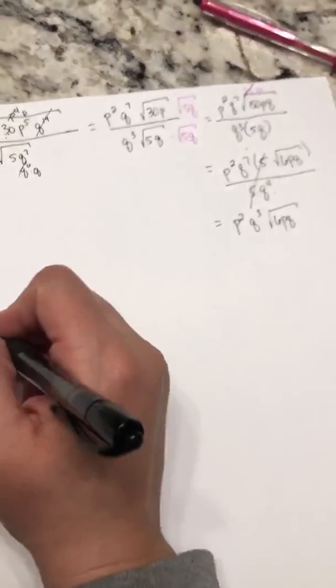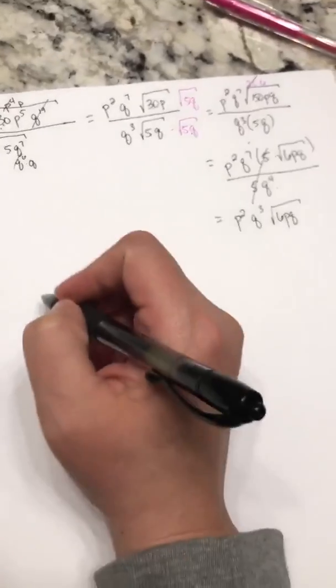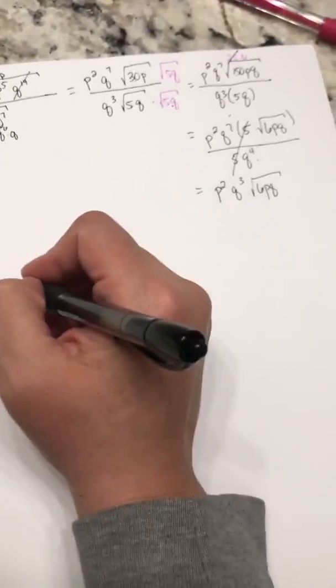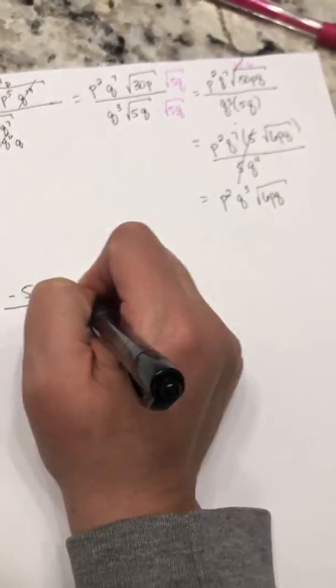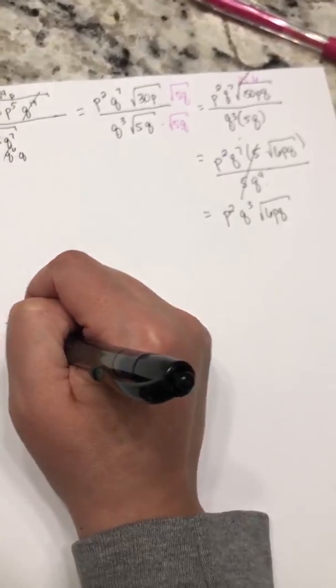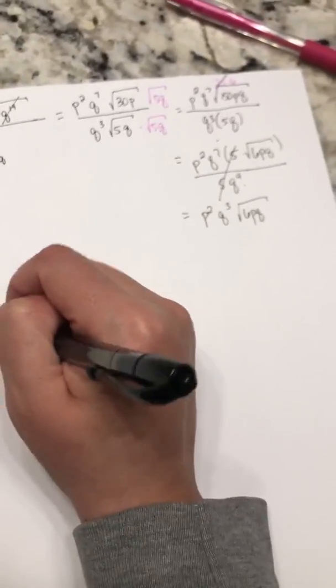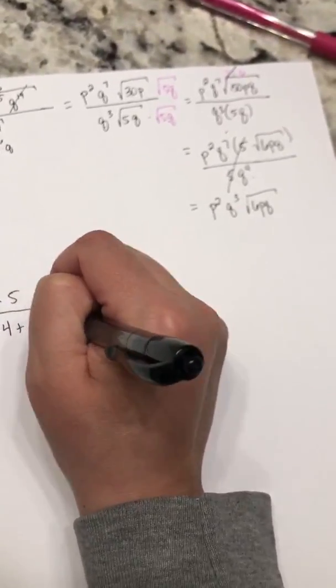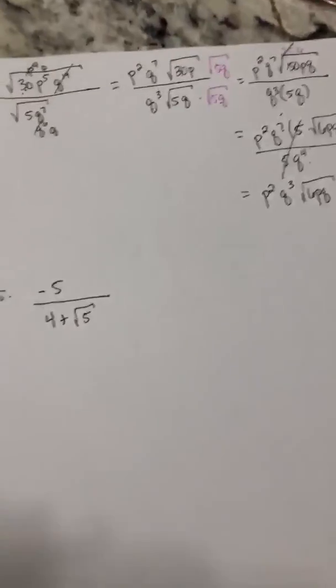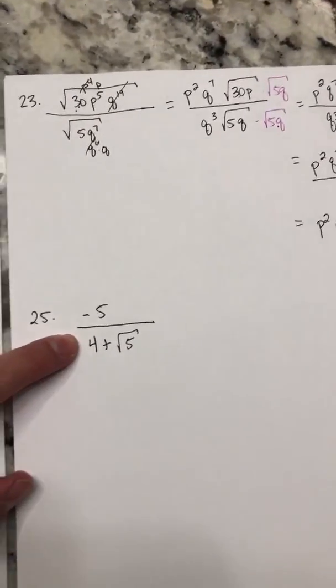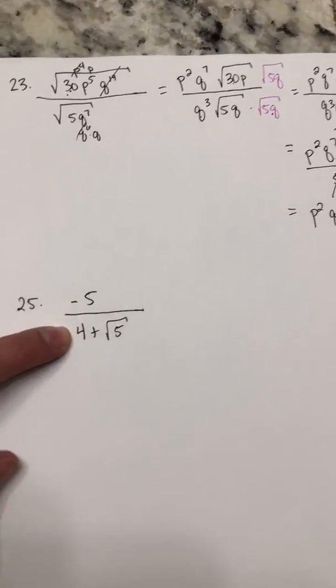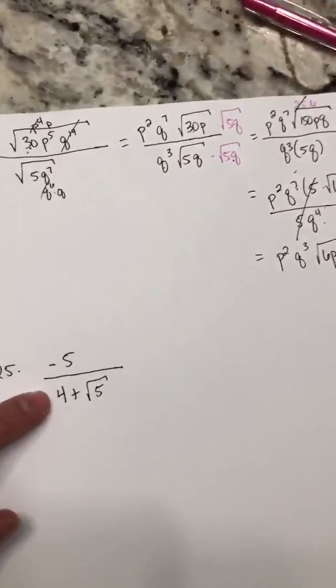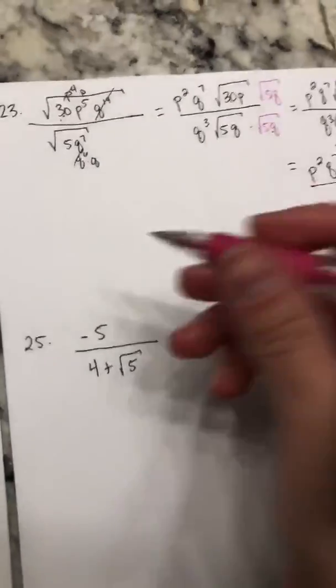And so if you want to rationalize the denominator, what happens if you have like an addition or a subtraction? So like for instance, -5 divided by 4 plus the square root of 5. So how do you get rid of the radical if you have it as part of an addition or a subtraction? So then what you want to do is multiply by the conjugate.